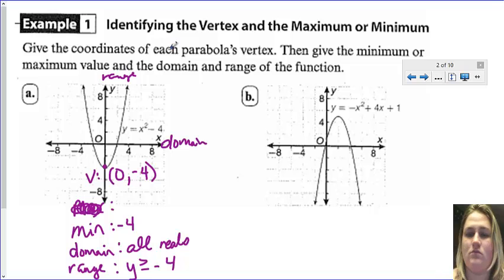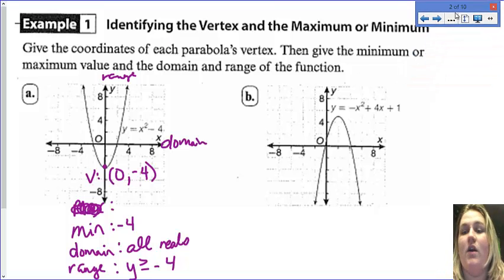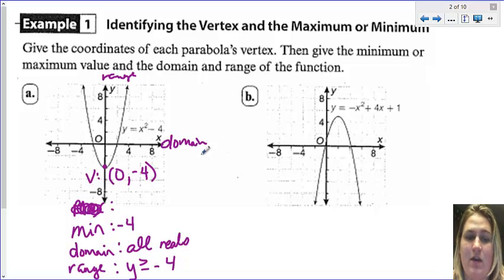Final answer. So what I want you to do now is try to find all of those things for B on your own, and I want you to pause the video so you have a chance to do that. Please pause now.